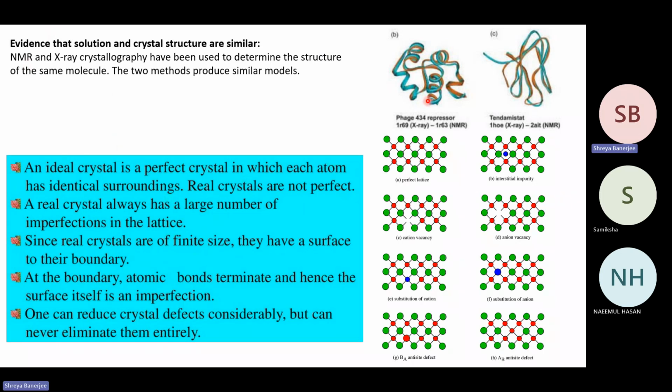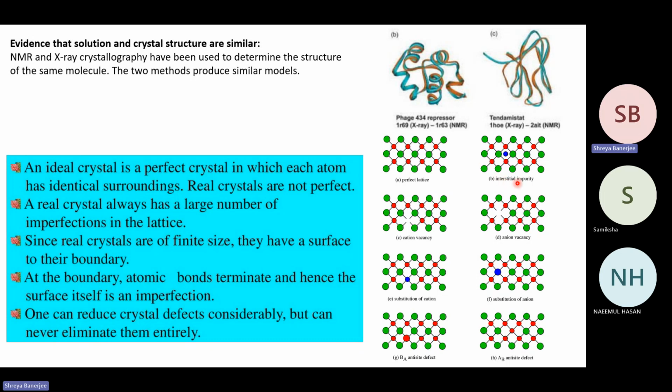Okay. Now we'll talk about the different crystals. An ideal crystal is a perfect crystal where each atom has identical surroundings. You can see this first one is an example of an ideal crystal. But any real crystal has a large number of defects or imperfections.